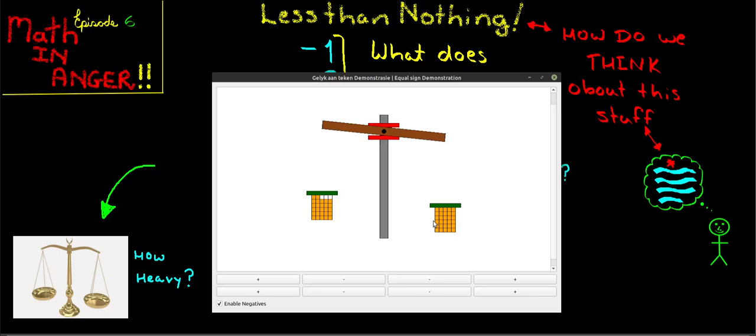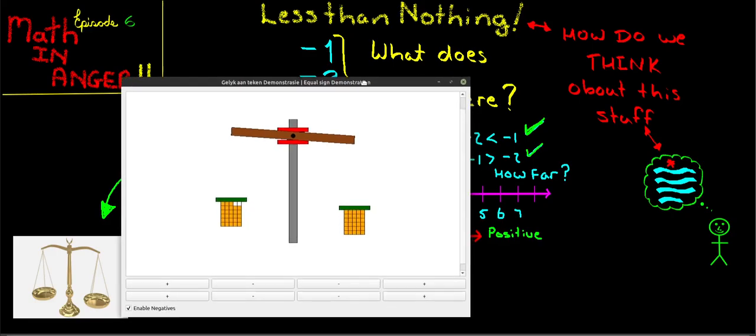Do you see that? Let's take a look at the actual example that I did here with -1 and -2. So if I have -2 on this side and I have -1 on this side, which one is greater? Which one is less? You see that because there's only one weight missing here, it is heavier than this side because there are 2 weights missing.